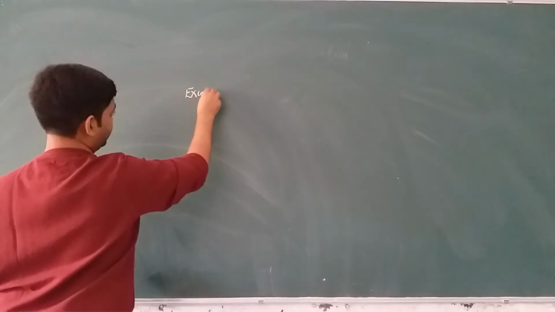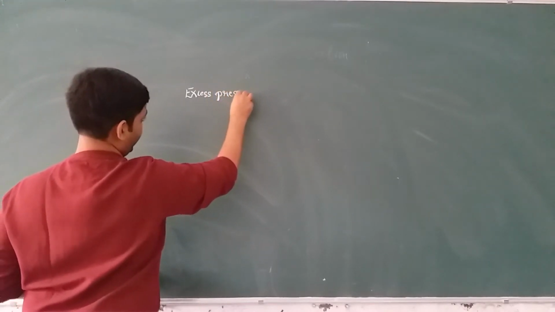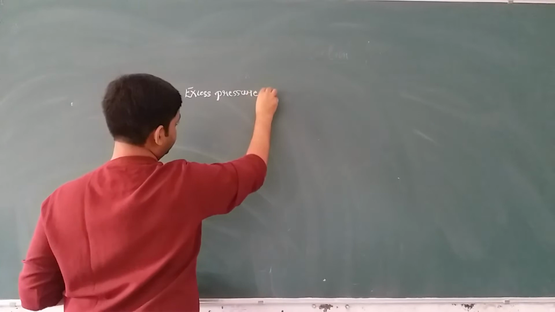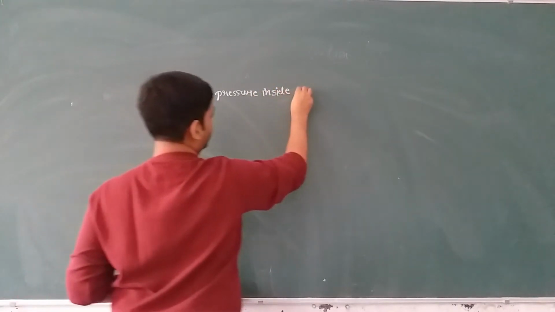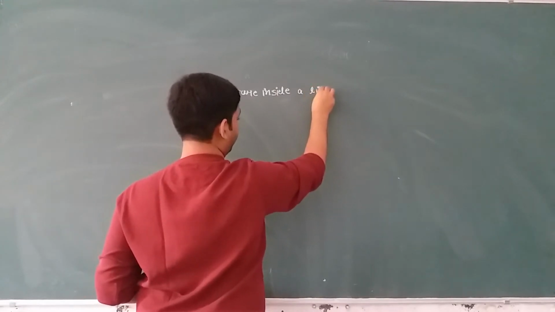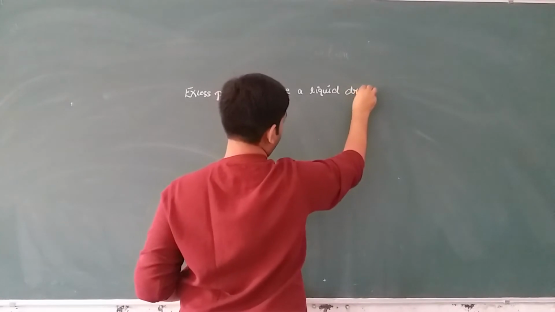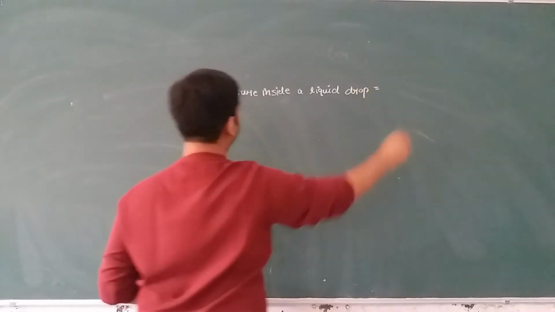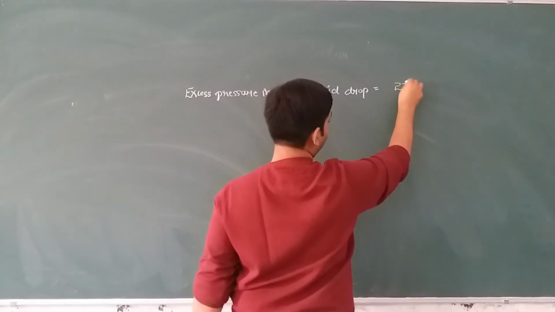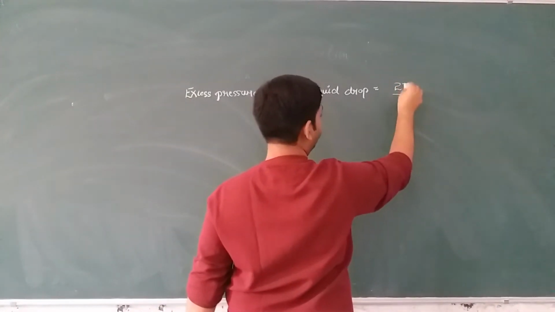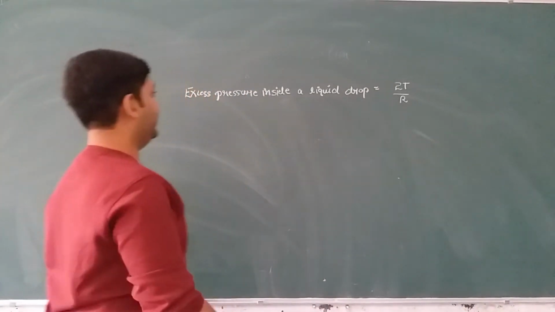Excess pressure inside a liquid drop. What is the value of excess pressure inside a liquid drop? It is equal to 2T upon R, where R is the radius of the liquid drop and T is the surface tension of the liquid.